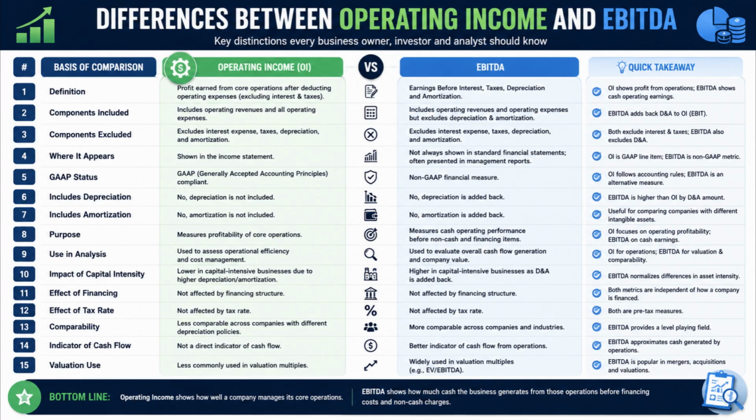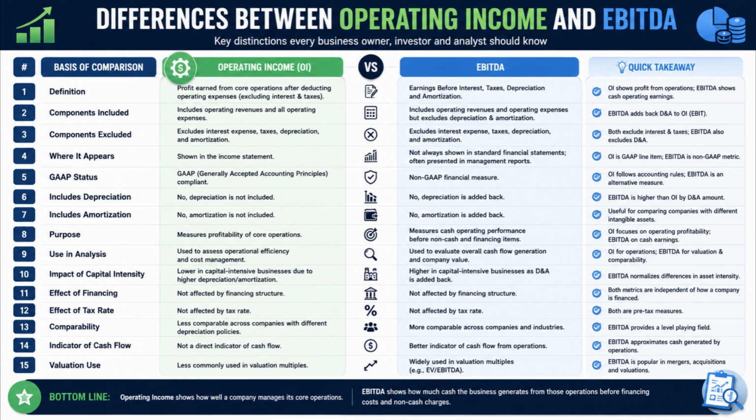Number 8. Operating income focuses on measuring profitability from core operations, whereas EBITDA focuses on measuring operational earnings before non-cash charges. Number 9. Operating income is commonly used to evaluate operating efficiency and cost control, whereas EBITDA is commonly used to evaluate cash-generating ability.